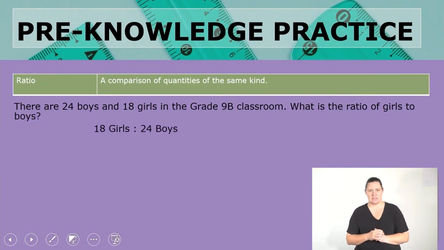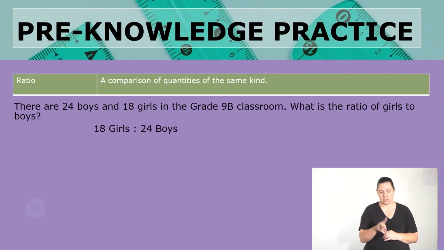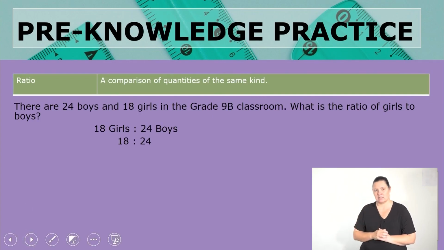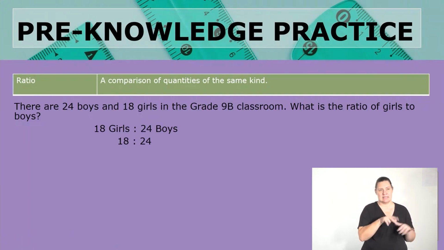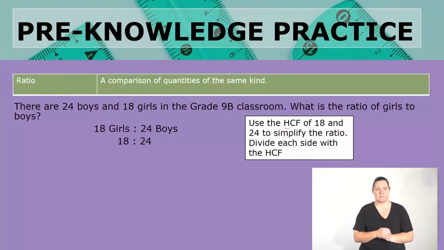So we have 18 girls is to 24 boys. That ratio is 18 is to 24. But we need to simplify that. How do we simplify it? We are going to use the HCF of 18 and 24. Do you remember how to find the HCF? Let us write 18 using prime numbers. Do you remember how to do that?